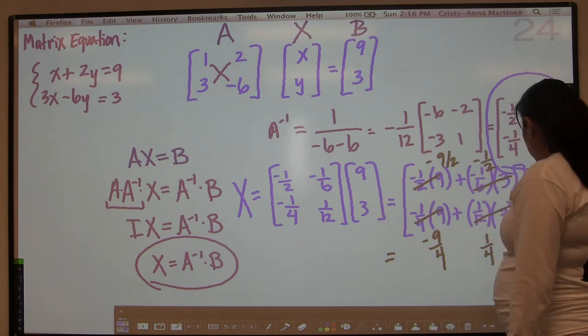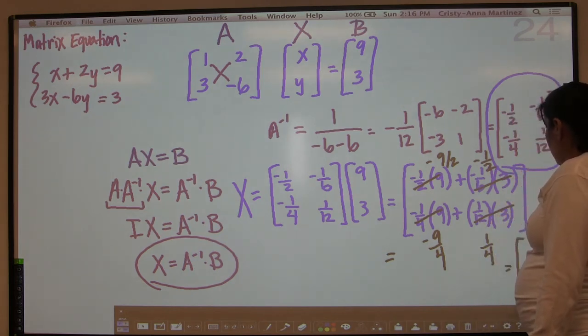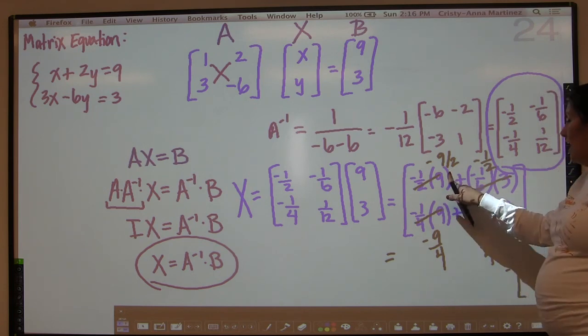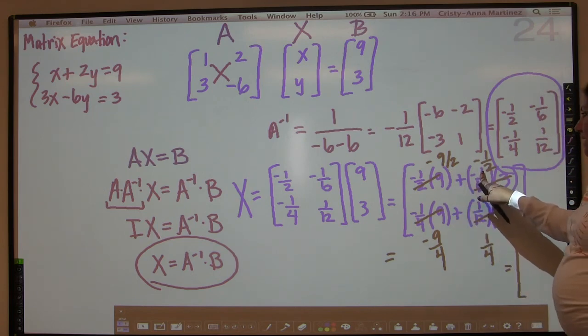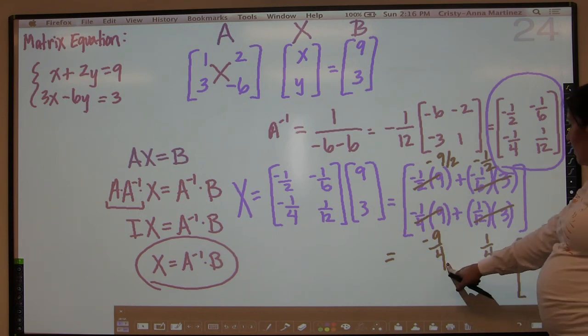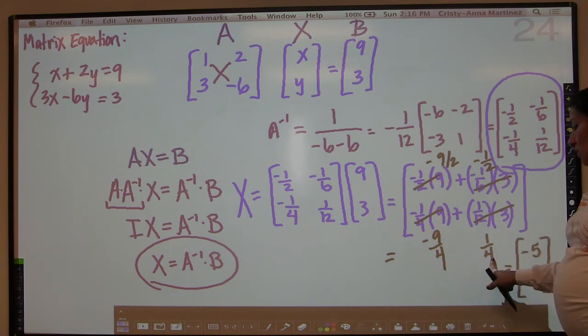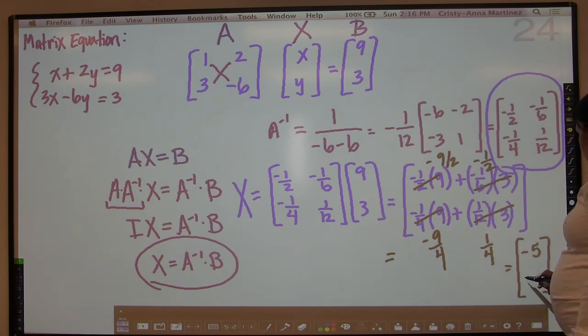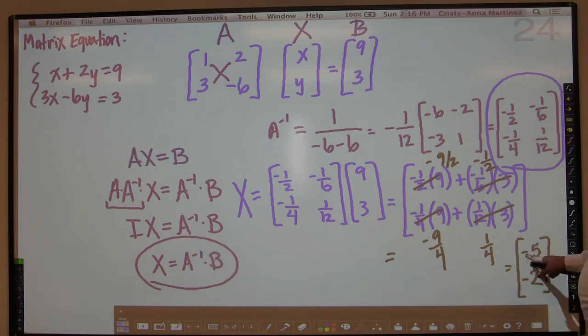So at the end of the day, we have negative 9/2 minus 1/2. So negative 9 minus 1 is actually negative 10/2. And negative 10/2 is the same thing as negative 5. And then negative 9/4 plus 1/4 is actually going to be negative 8/4. And negative 8/4 is negative 2. So it turns out that my x value is negative 5 and my y value is negative 2.